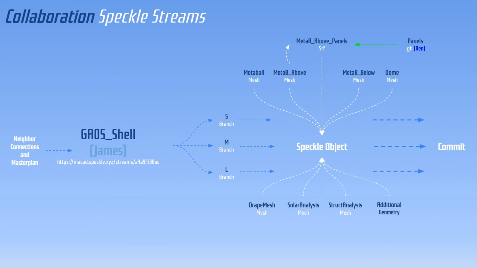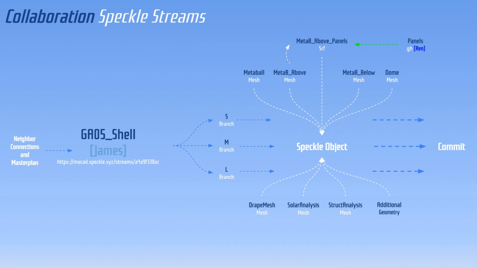And James had the shell, which took in information, again, from our neighbors and the master plan, small, medium, and large sizes. We had a drape mesh over everything. We had a solar analysis, some structural analysis. And our metaballs were above ground and below ground. And there was a central dome with some panels above all of that. And that was all committed together.